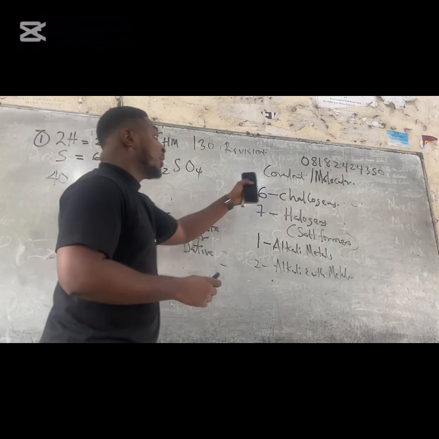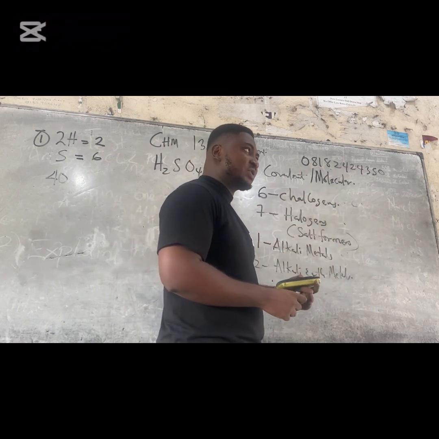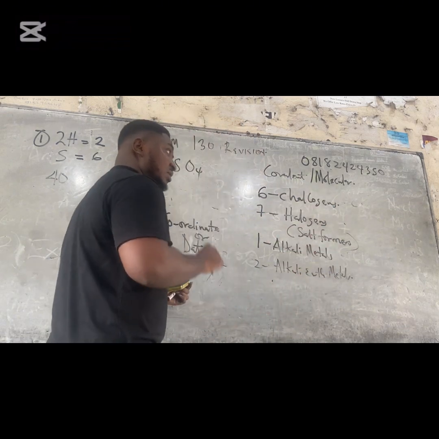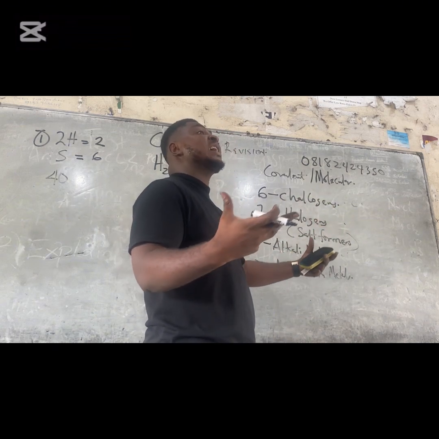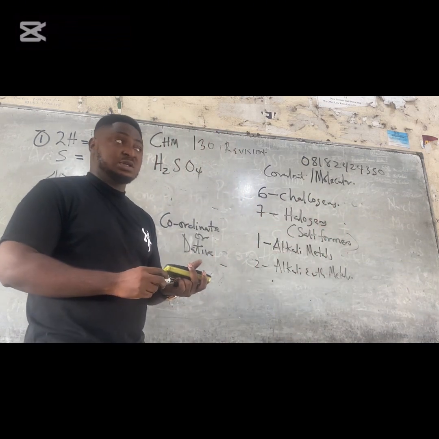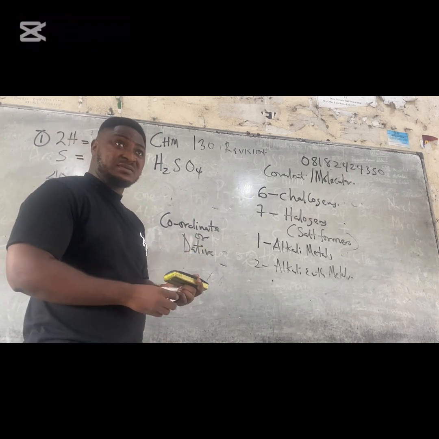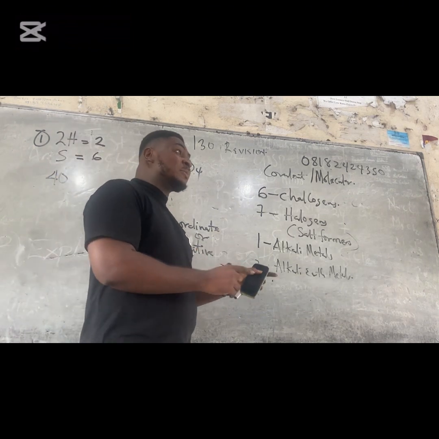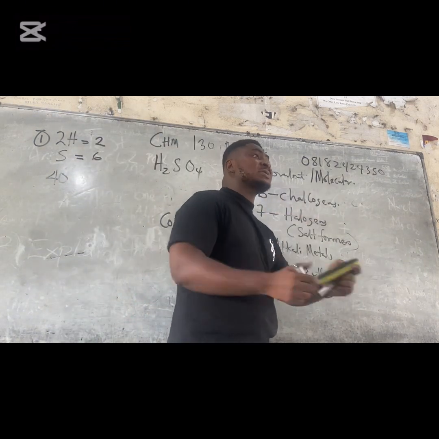what's the difference between covalent bond and coordinate covalent bond? In covalent bond, class, there is sharing of electrons between 2 atoms. And the 2 atoms that are sharing the electrons both bring electrons for sharing. But in coordinate covalent, only one atom is bringing an electron for sharing. In coordinate covalent bond, only one atom is bringing an electron for what? But in covalent bond, the 2 atoms are bringing electrons for sharing.